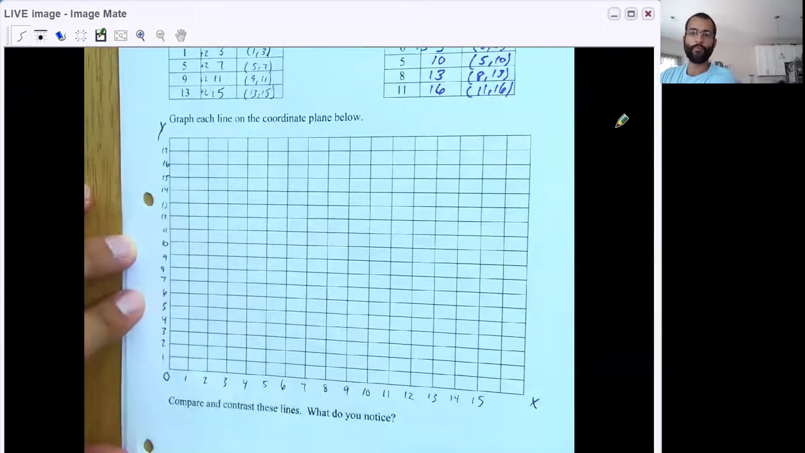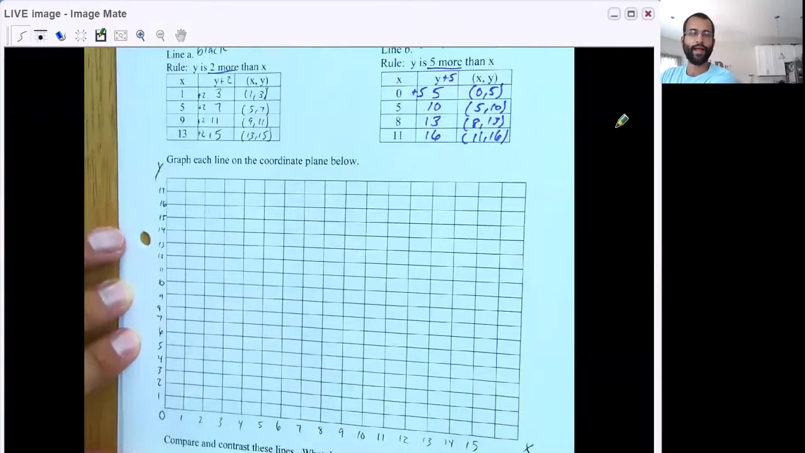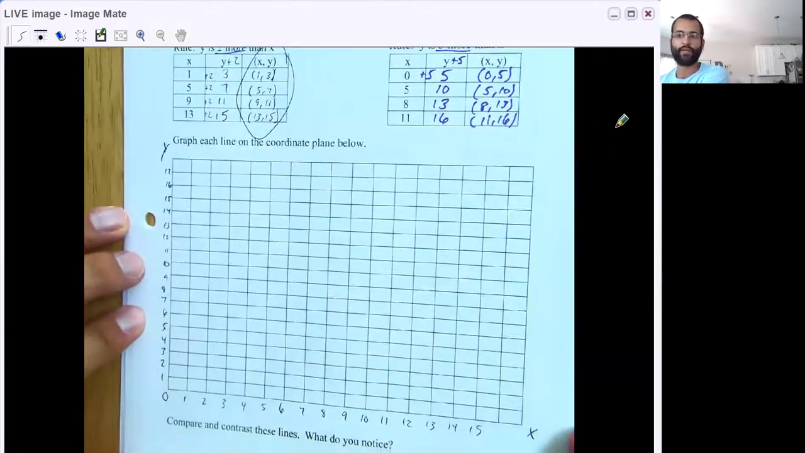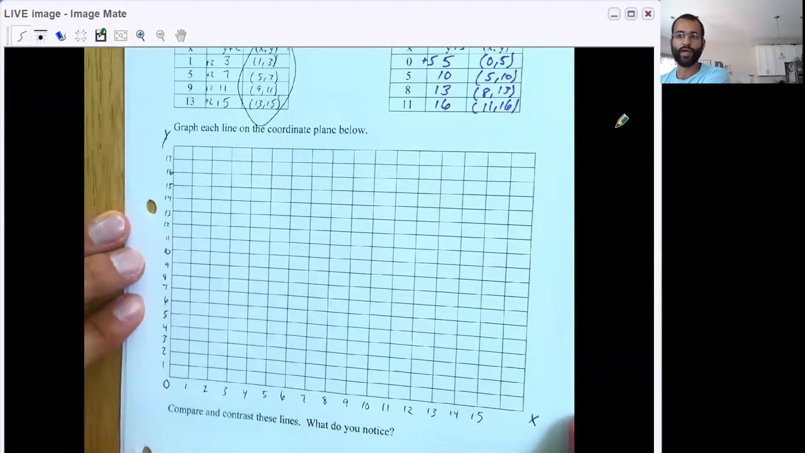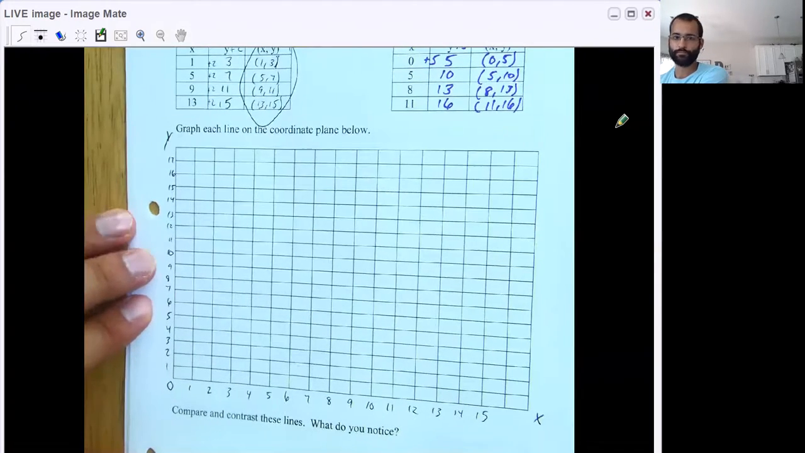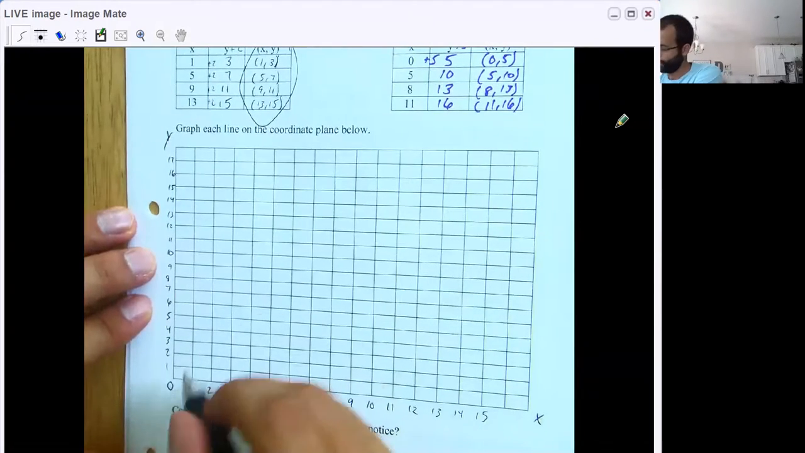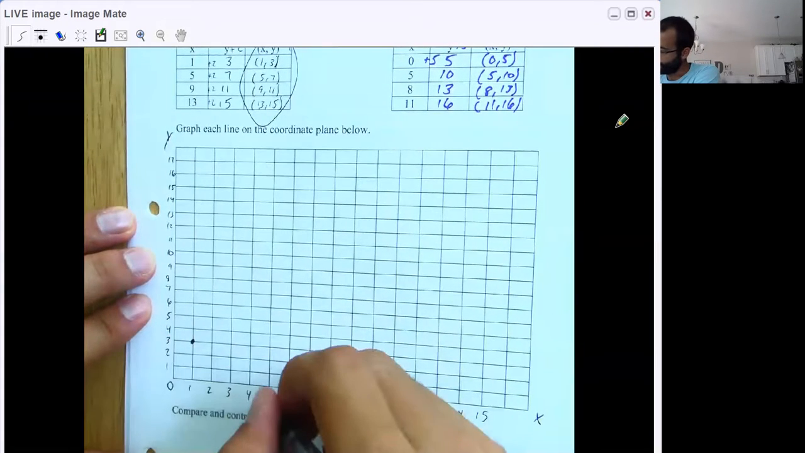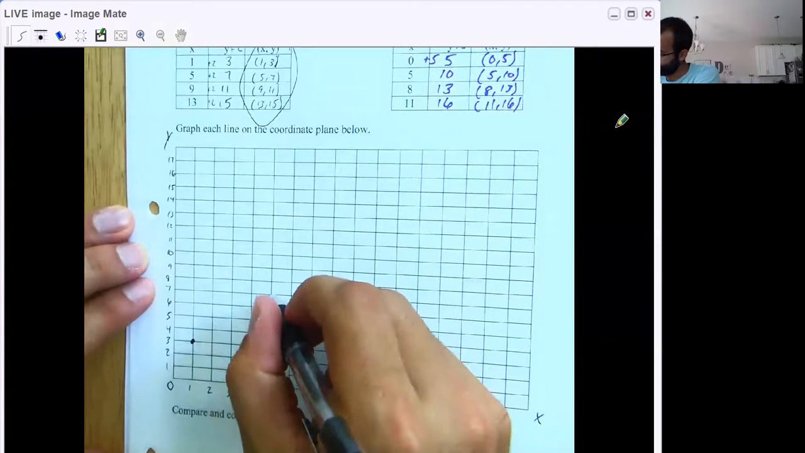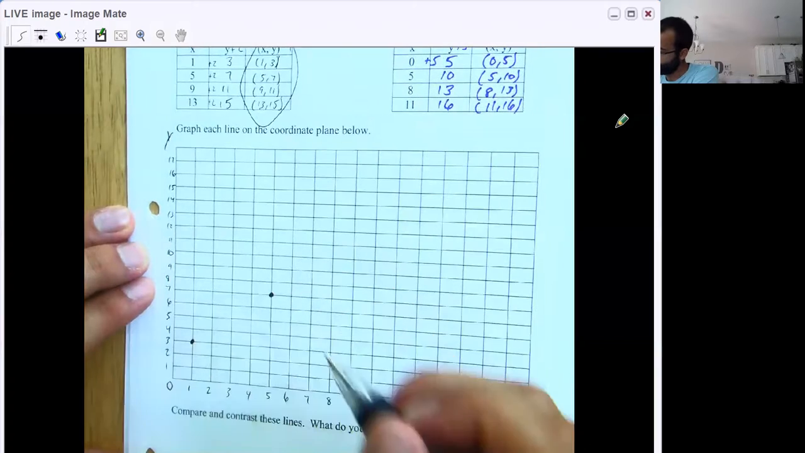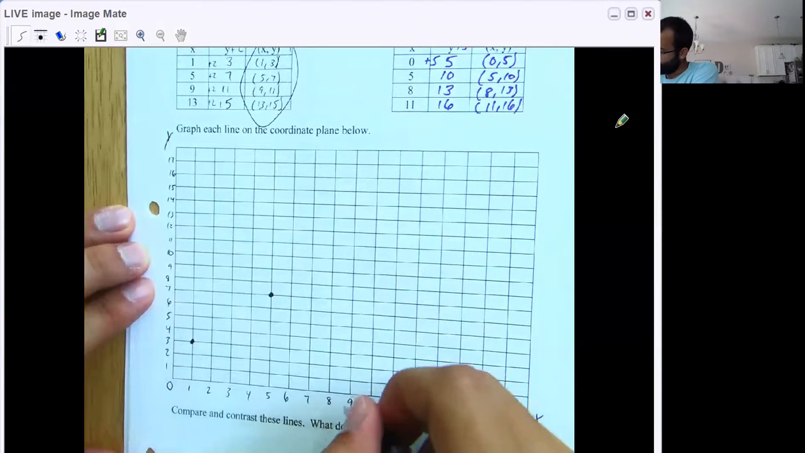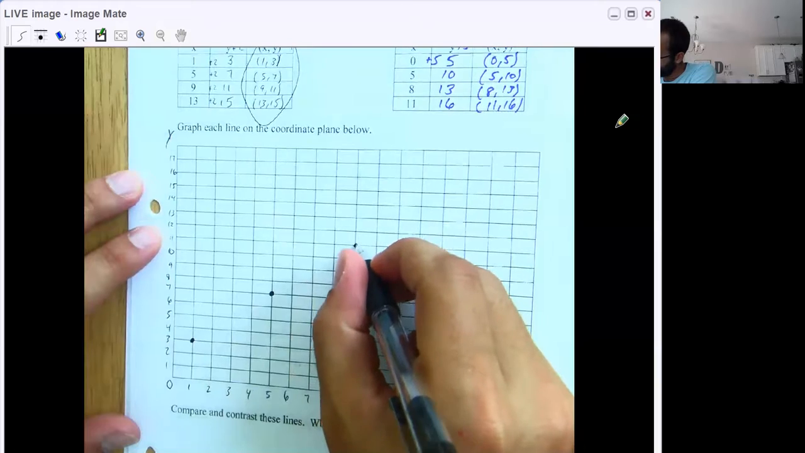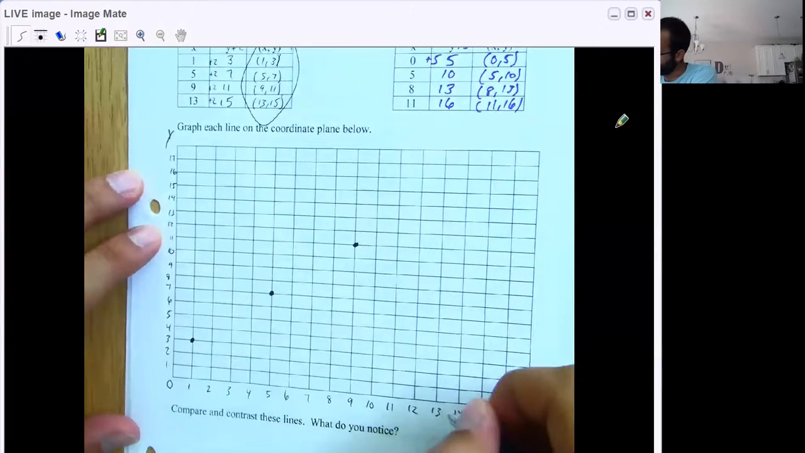Okay, so I'm gonna start with my black line, which is my line A. And I'm gonna plot each of these points right here, and then connect my line. All right, so go ahead and do that while I'm doing it on my screen. So 1, 3: over 1, up 3, dot. Over 5, up 7, dot. Over 9, up 11, and over 13, up 15.